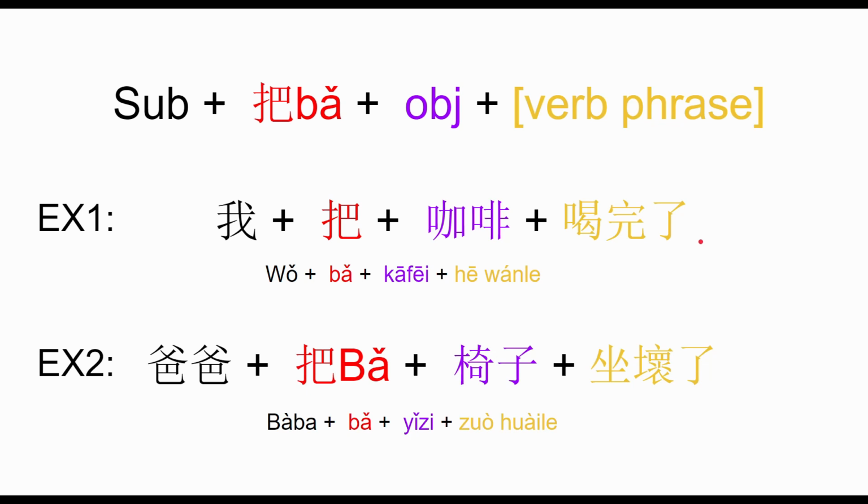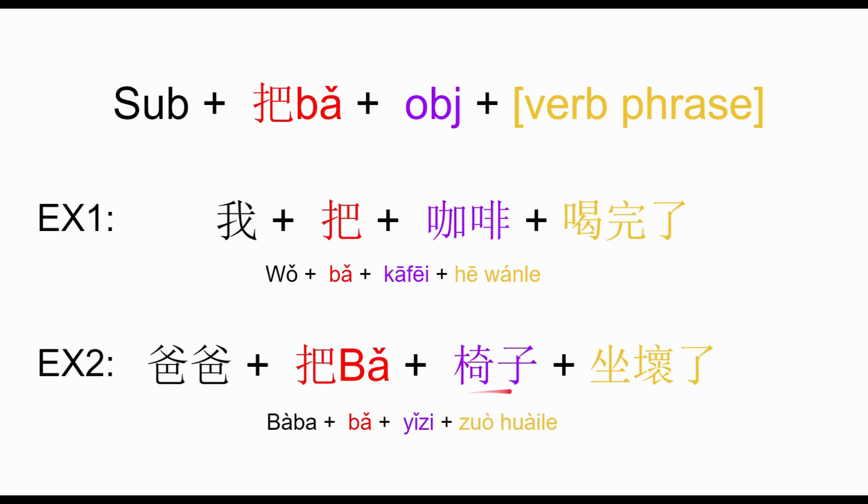Could you give us some more examples, please? Okay, so can you try and use 把字句 to say Dad broke the chair when he sat down? Okay, 我会试试看. So the subject here is 爸爸, and then there is 把. Yes. The object would be 椅子, which is a chair, right?